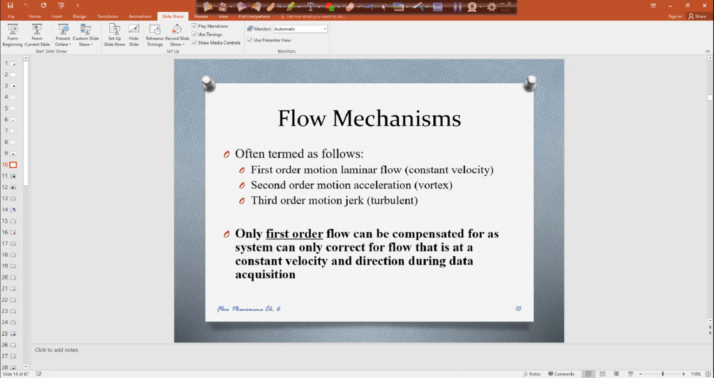So in MRI, this is always a registry question, we can only compensate for first order constant velocity laminar blood flow. And it's usually when our slices are perpendicular to that vessel also. So we can only compensate, or we can only image blood flow and have it appear bright when it's at a constant velocity.